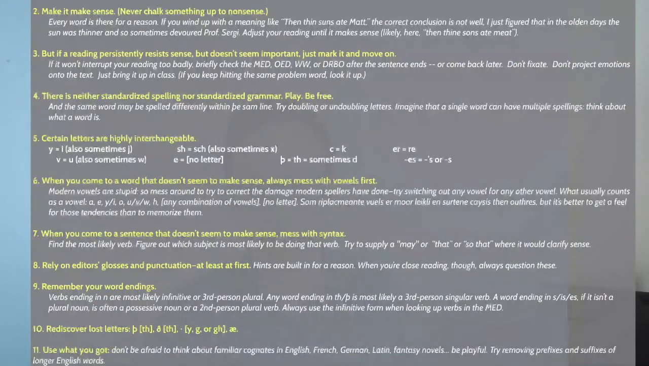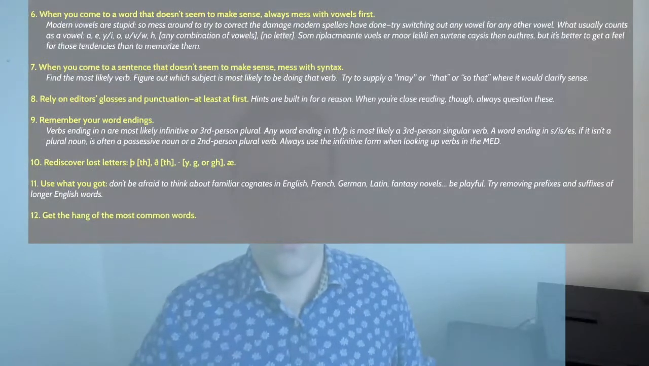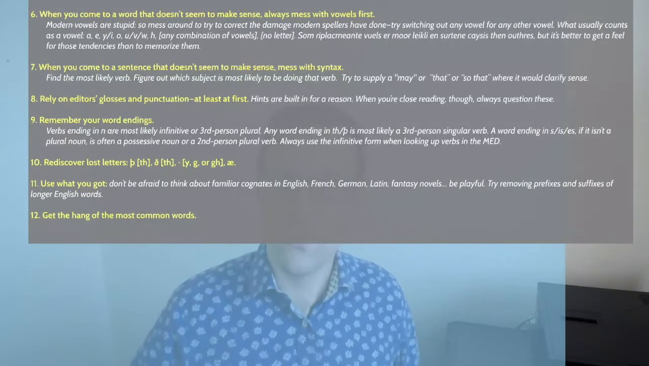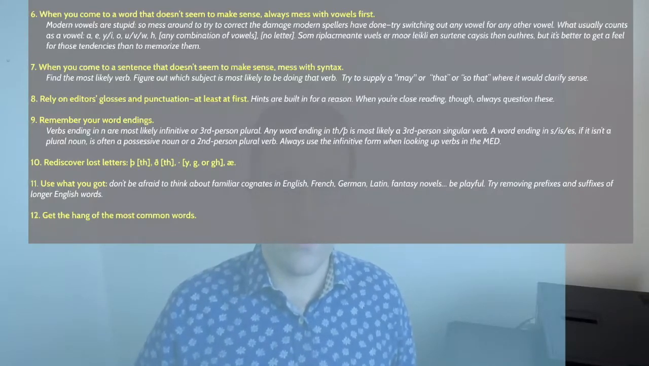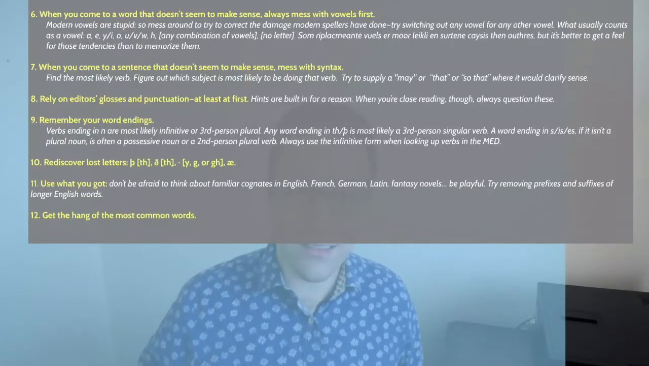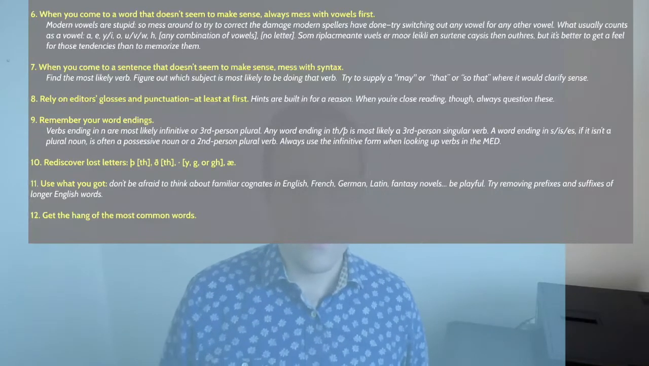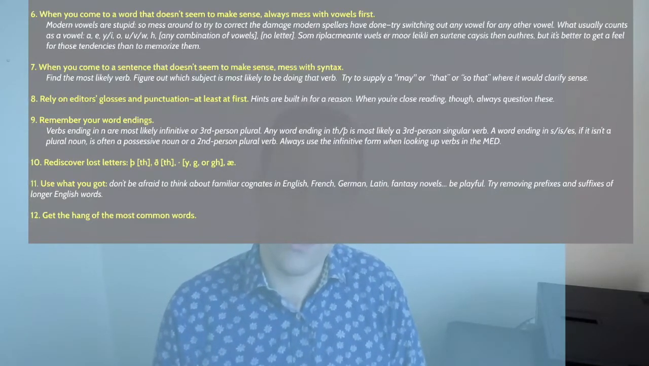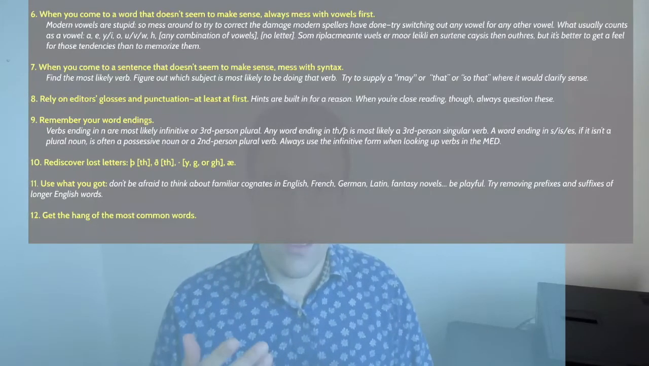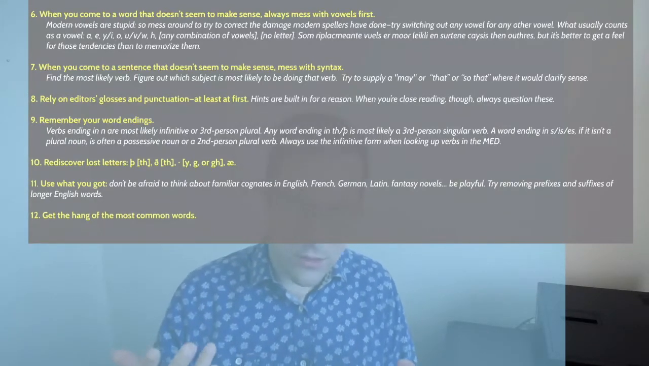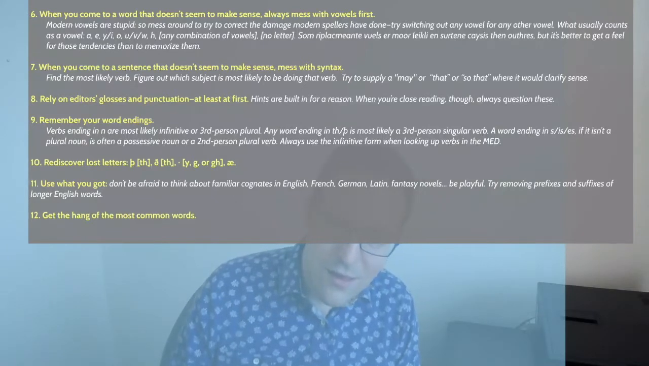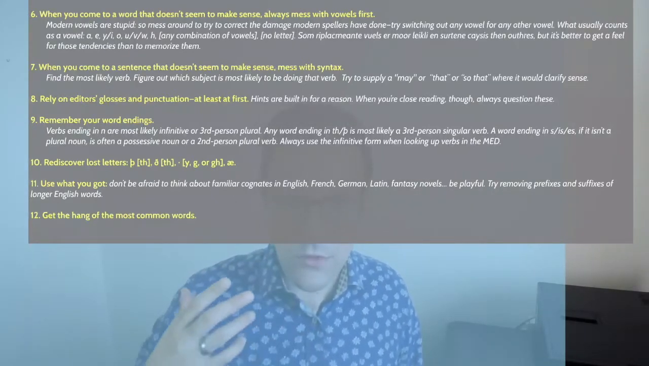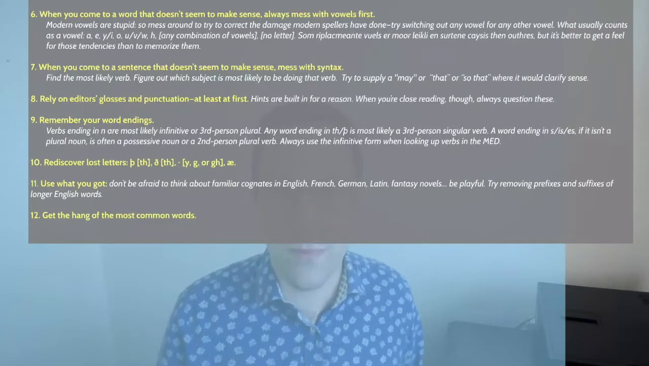Moving to item 6. When you come to a word that doesn't seem to make sense, always mess with vowels first, right? So in the case of "then thin sons ate mat" to "then thine sons ate meat," it's really just a difference of changing each vowel sound and messing around with those vowel sounds until it makes sense. I say here, modern vowels are stupid. Modern English vowels are pretty wacky, as we learned in the history of the English language, if you did take that course with me. So mess around to try to correct the damage modern spellers have done.